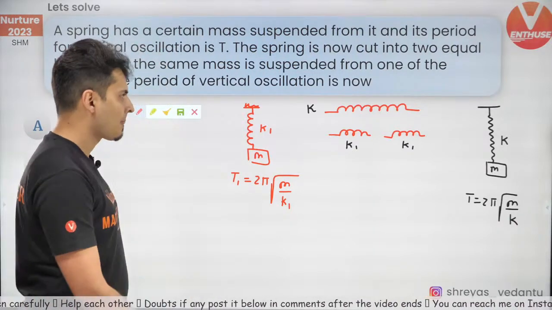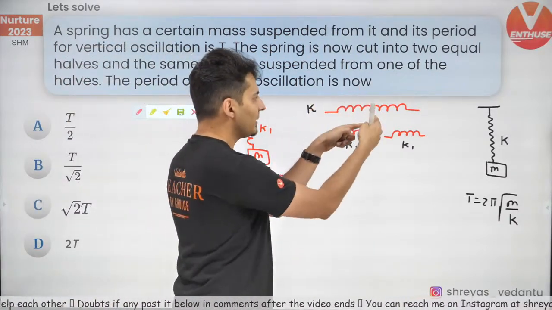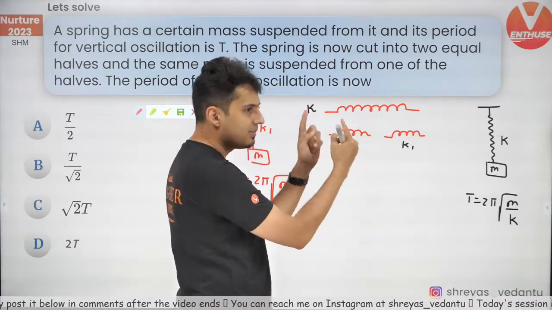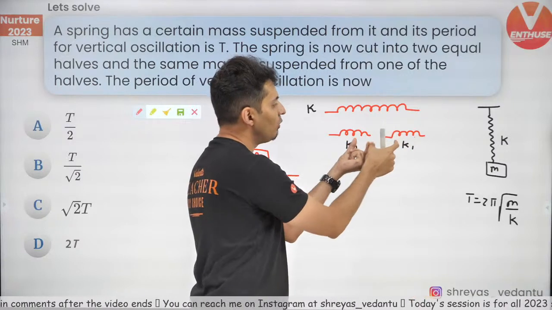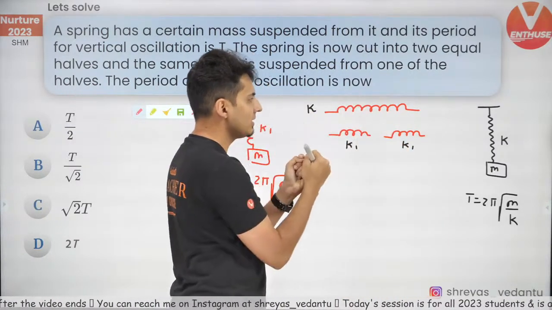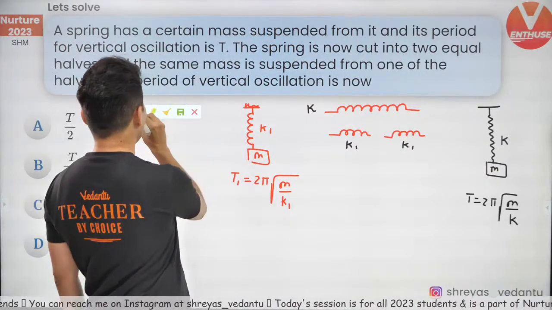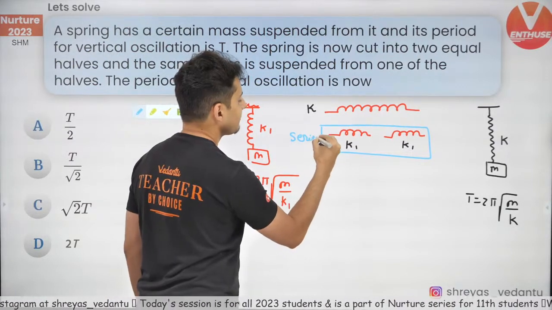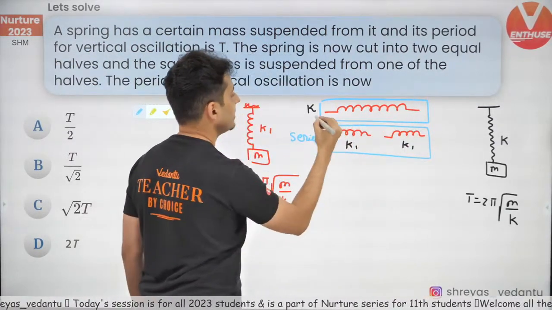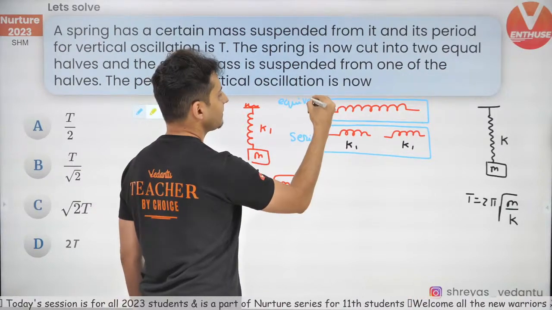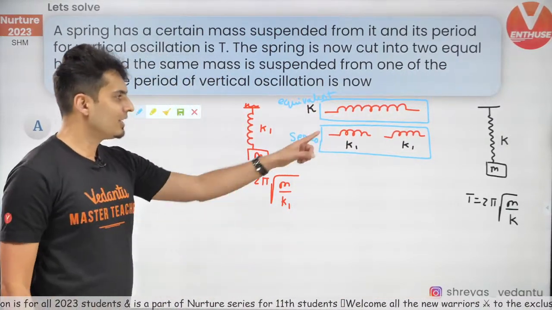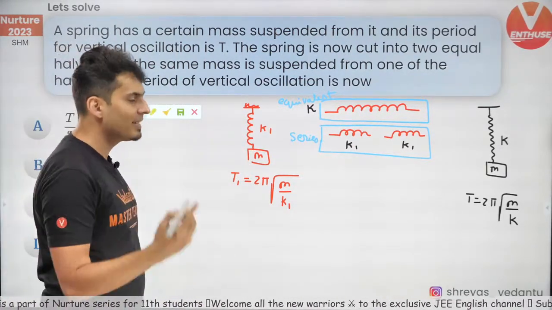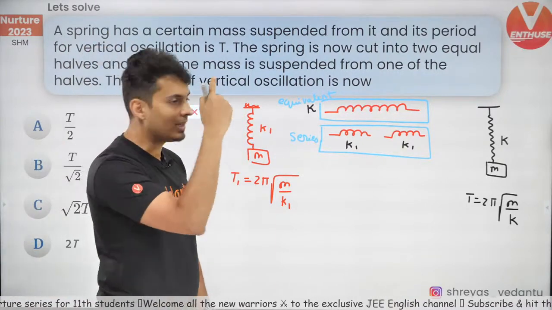Question is, how much is this new time period? Okay, let's find this out. First of all, when you cut a spring into 2 parts, if you do the exact reverse process, you add these 2 springs one after the other, you get this new spring constant. That means, can I say these 2 are actually in series and this one out here is basically the equivalent. So do I know the formula for springs in series? Definitely.